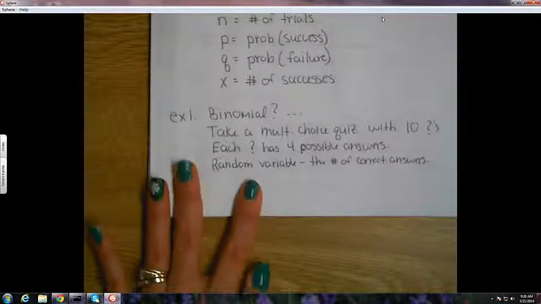So that's what I'm looking to have happen. I want to get a correct answer when I take the quiz. I either succeed at that or I fail at that. What's the definition of just a random variable? That's the outcome. Just the outcome. So for us, the x is the random variable. We'll get to it in a minute.